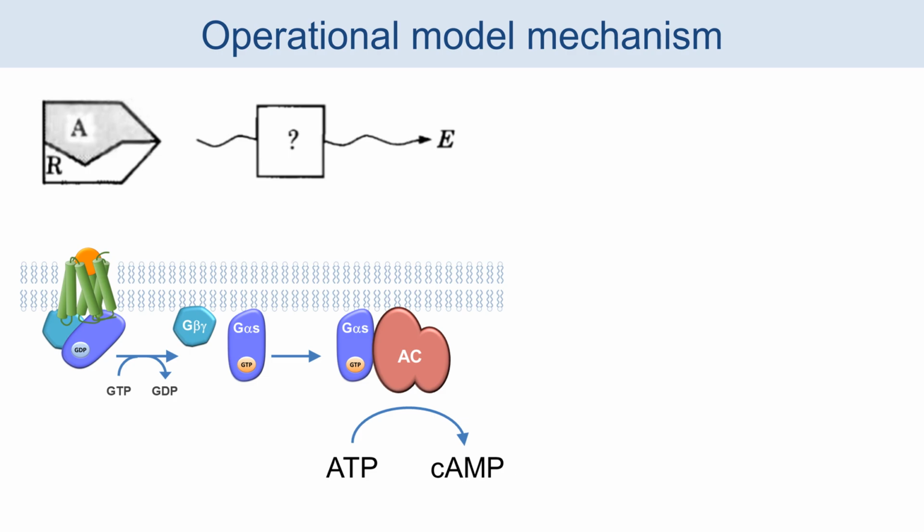This signal can be anything we like: a second messenger, a muscle contraction, gene transcription, a physiological effect in a clinical trial. The operational model can be applied to all of these agonist effects. The model is so simple. It just assumes the agonist-receptor complex interacts with a signaling system to produce a signaling response.